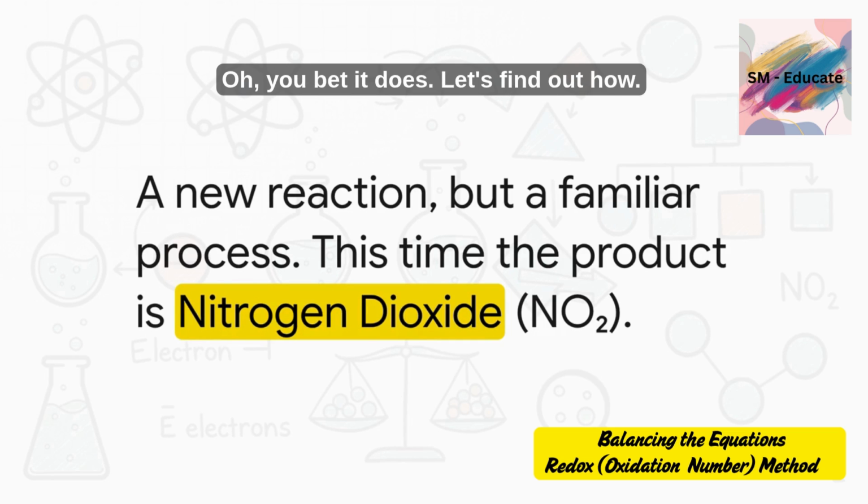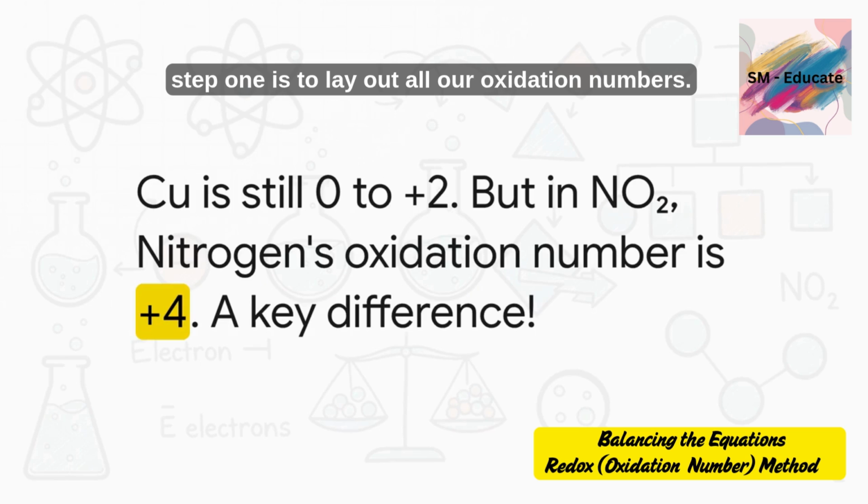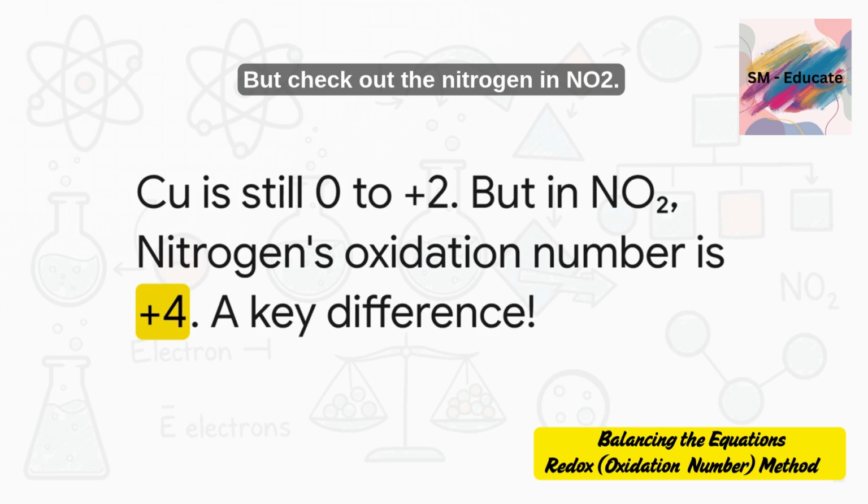Let's find out how. All right, once again, step 1 is to lay out all our oxidation numbers. Most of them are exactly the same as before. But check out the nitrogen in NO2. Since each oxygen is -2, the nitrogen here has to be +4. That's a totally different number, which means we have a different puzzle to solve.